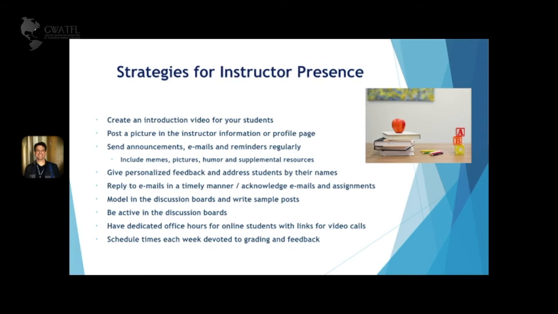Have dedicated office hours for online students with links for video calls. And finally, schedule times each week devoted to grading and feedback for your online course. Ideally, an instructor should be present in an online course most days and a minimum of 4 times a week.